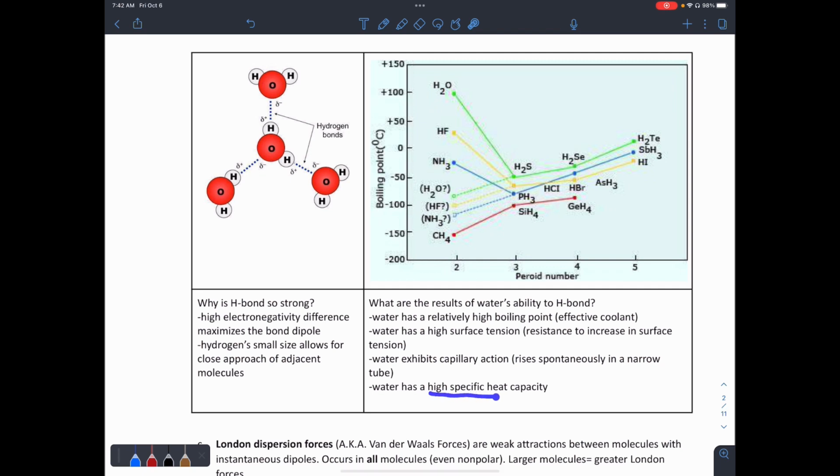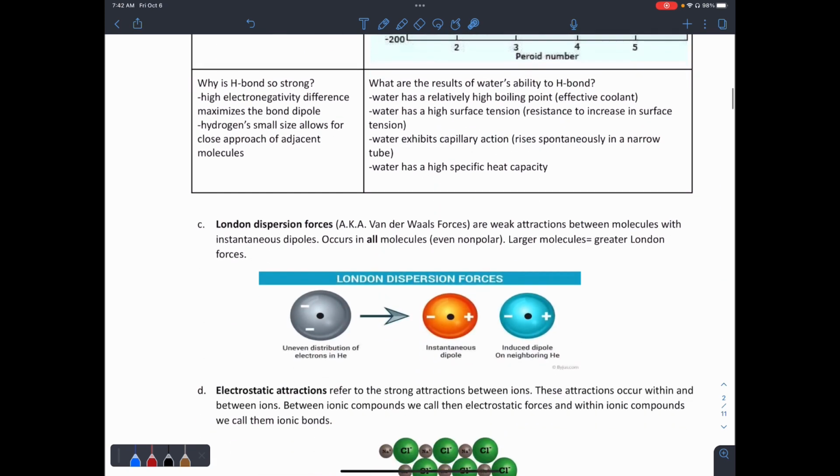Finally, water has a high specific heat. That means it takes a lot of energy to raise its temperature. So it's even resistant to the temperature raising that occurs before the phase change occurs.